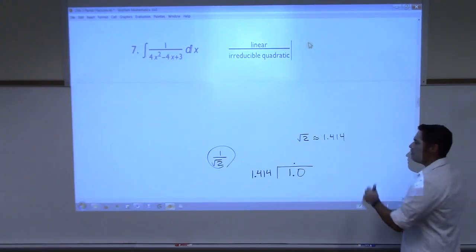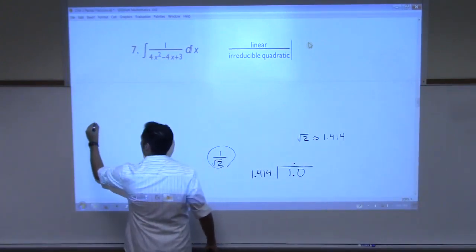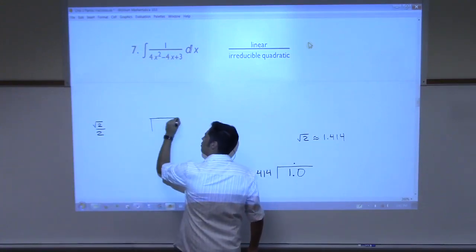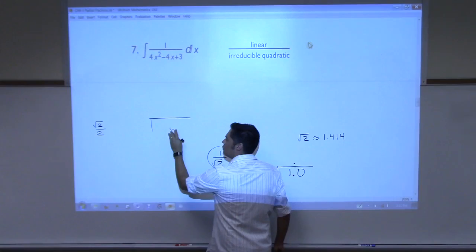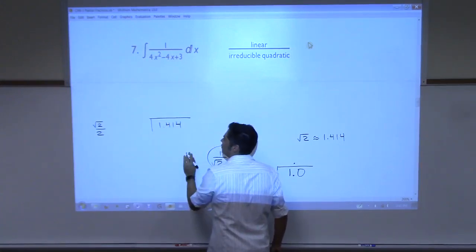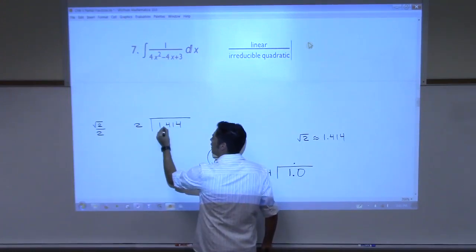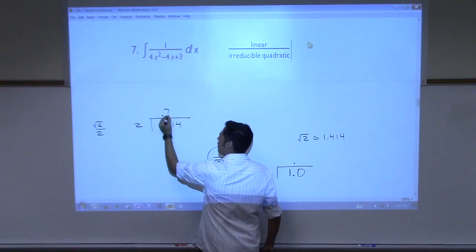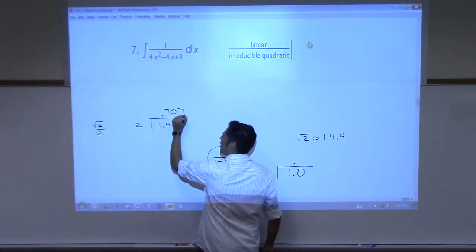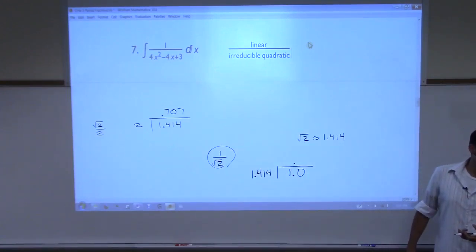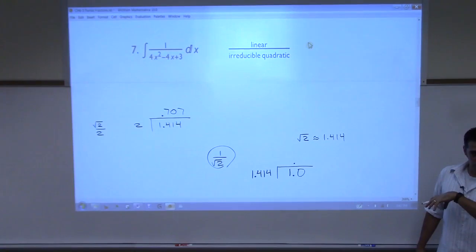Yes? Now, compare that to this. If you rationalize, the difference now is that when you do your division, what goes in the box? Root 2, which is 1.414, and what goes outside the box? 2. Now bring your decimal up. 2 doesn't go into 1. How many times does 2 go into 14? 7. And you could keep working this out. It's much easier to work by hand if your denominator is not a root and your numerator is a root. That's the reason.